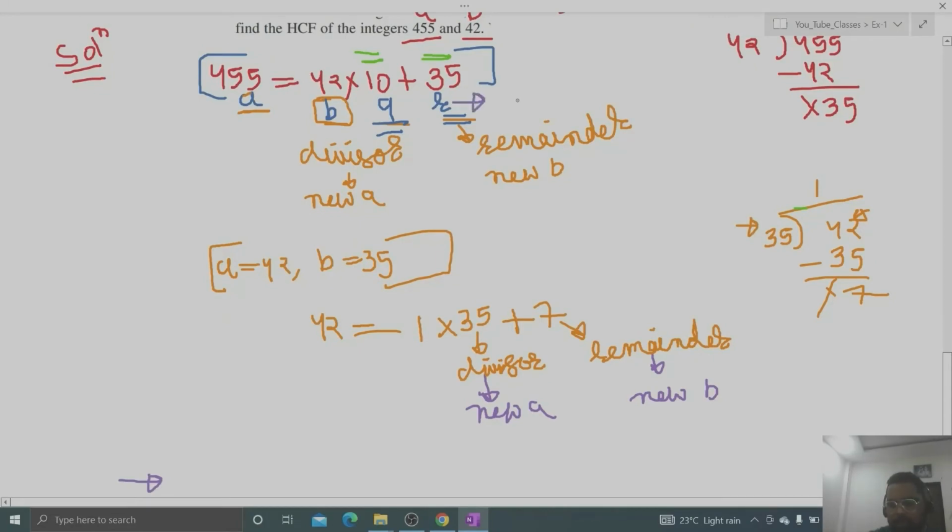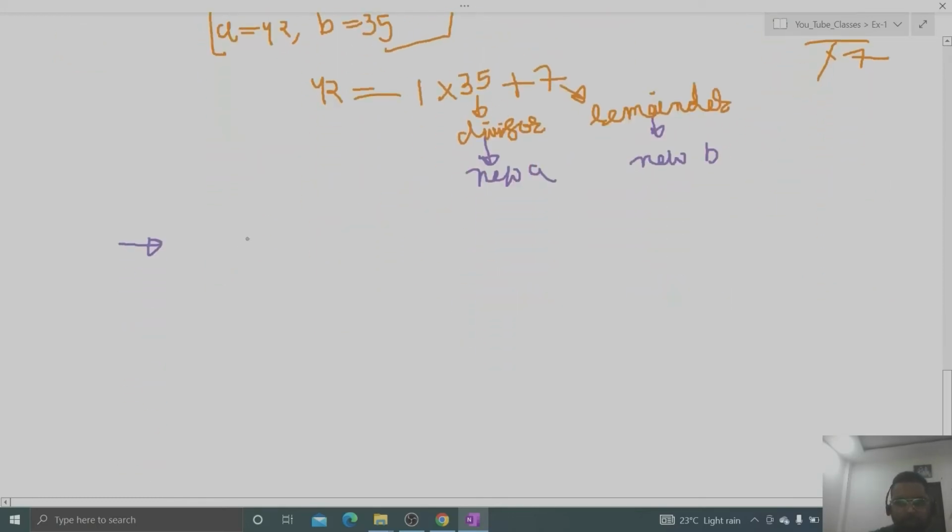Okay, until this remainder r becomes 0, we have to apply this process. So what I will do, I will just write here 35 is equal to, if I divide it by 7, then simply 7 5s are 35, the quotient is 5, and the remainder will be 0.